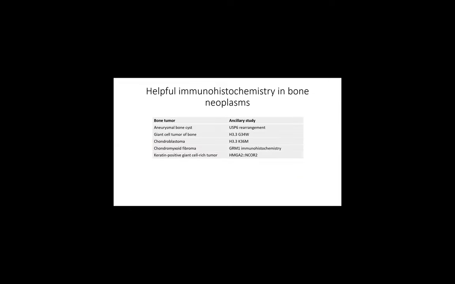And then finally, what we're going to get to in this talk is ancillary studies that can be helpful in bone tumors. And if we looked at this list maybe 10 years ago, it would be very short. But in the past 10 years, we've actually learned a ton about the molecular and genetics of these bone tumors. So we'll get into that and look at how we can exploit this using specific stains, like these new histone markers and things like next generation sequencing to make a more specific diagnosis.